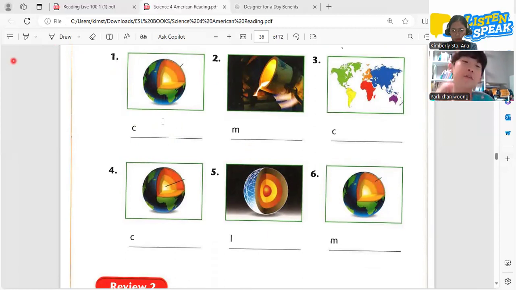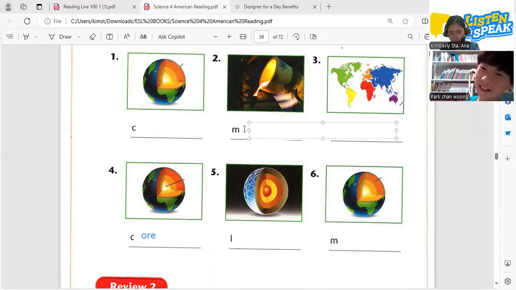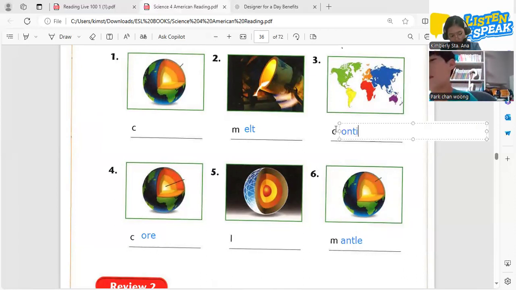Core? Oh, no. Number four is core. Okay, number four is core. Let's try. Number two is mantle. Number six is mantle. It's mantle, M-A-N-T-L-E. Number three is continent. Nice. Continent.